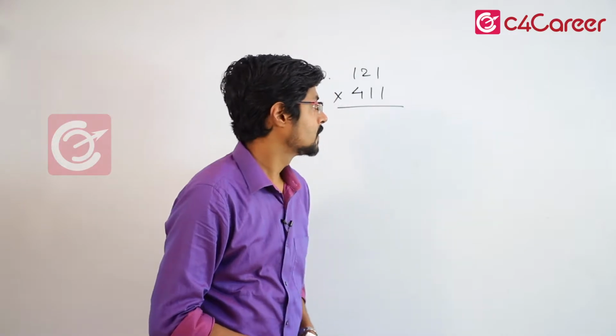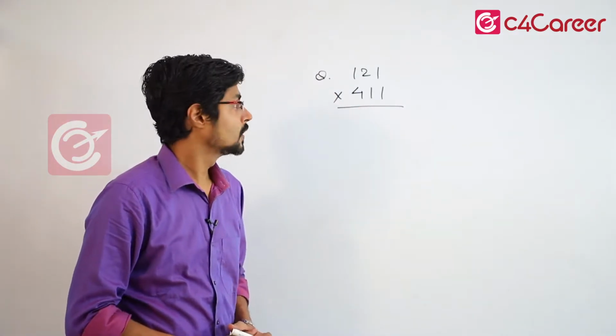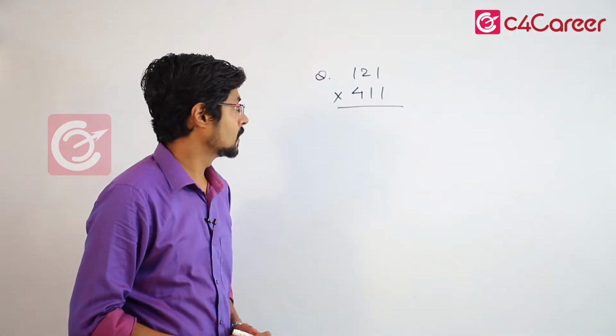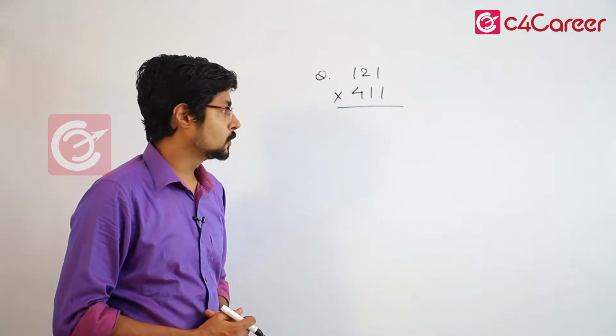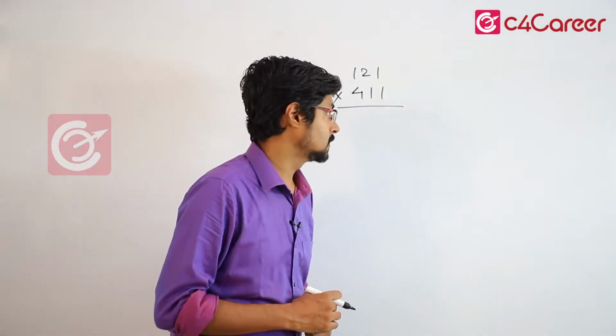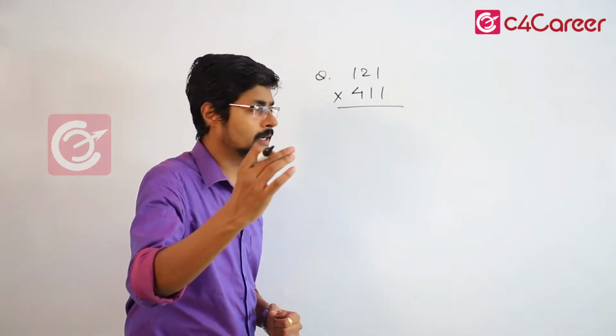My dear students, let's discuss this problem here. 121 into 411. Now this is 3-digit into 3-digit. Let's look at the first conventional method, how we normally do this question.